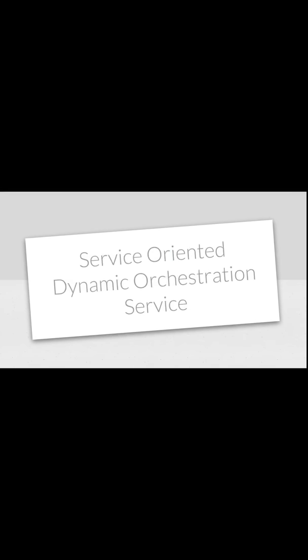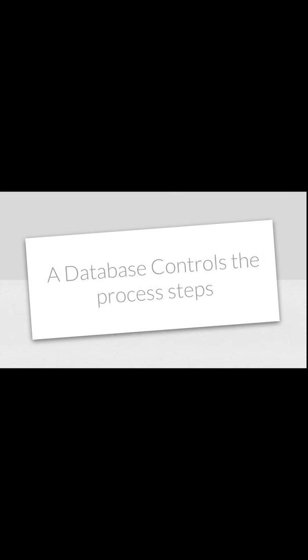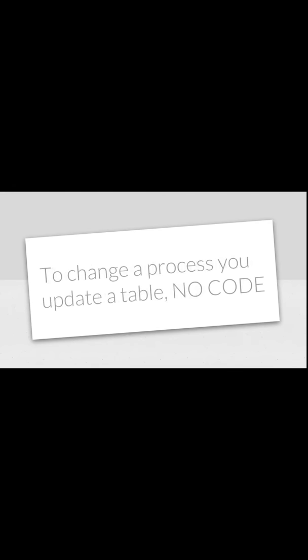A service-oriented dynamic orchestration service, such as the one that I've produced, is based on one of my patents, and it allows a database to control the orchestration of a series of steps in a process. It works with RPA, SOA, and an ESB. A database controls the process steps. Each process step will have one row in a table, and that row contains instructions. To change a process, you update the table, and there's no code necessary.